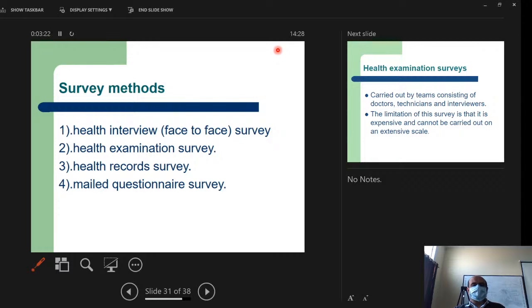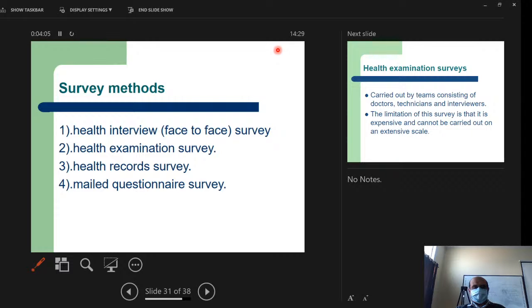Health examination survey. Here you conduct camps, you establish camps, and you examine the person in the lab, in a specific research lab. You do some measurements, for example blood pressure measurements, anthropometric measurements, etc. Then you can also do ECG, echo, all these things. That is included in the health examination survey.